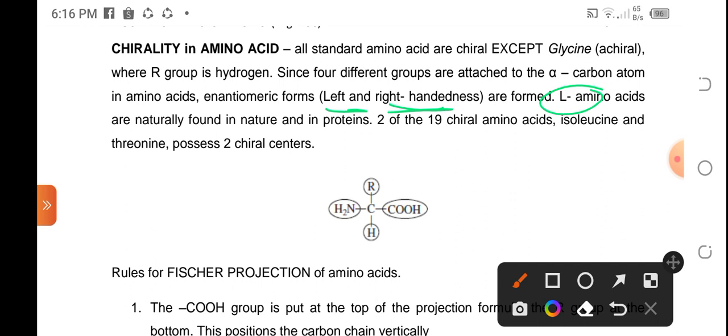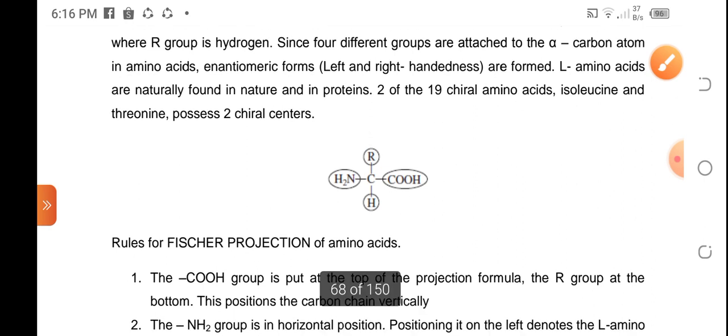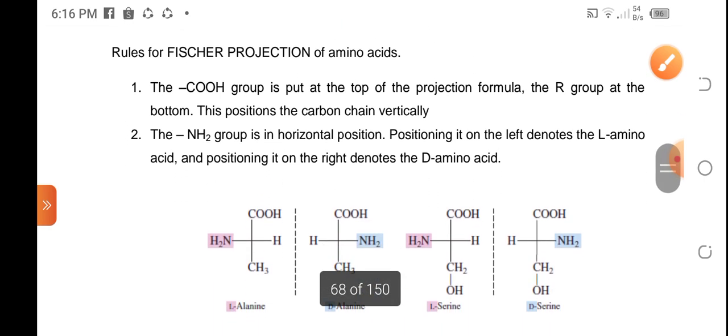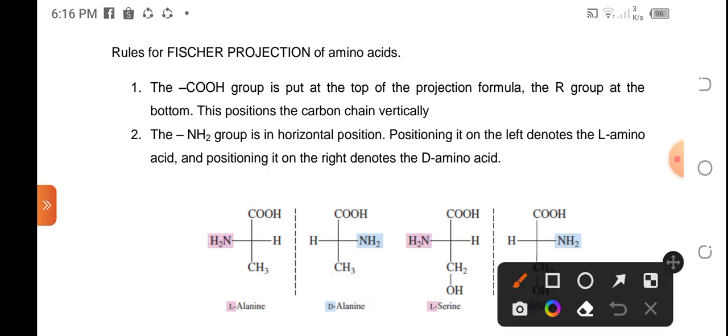Okay? So, meron pang siyang sinasabi dito that L amino acids are naturally found in nature and in proteins. Okay, so common sa ating katawan ang mga left-handed amino acid, left-handed form of amino acid. Yan yung L. Okay, so paano ba natin ma-differentiate ang L and D? So we should have the Fischer projection formula of these amino acids.